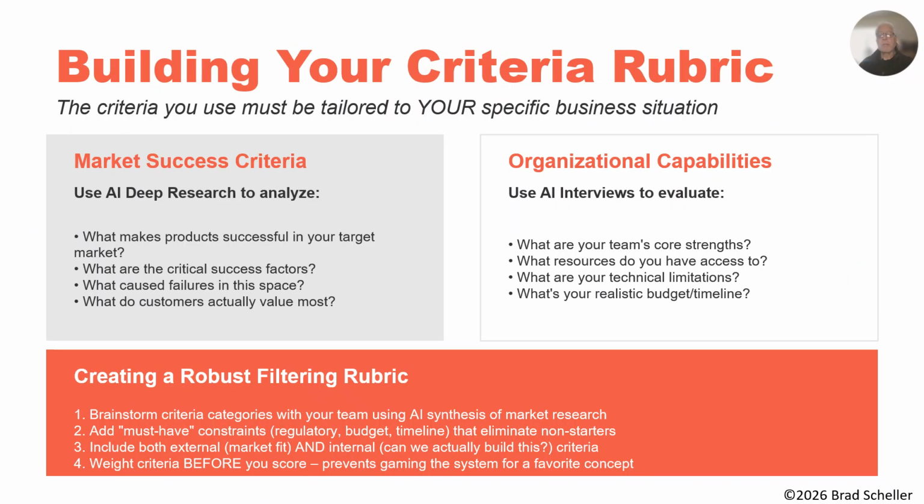I want to interject my own thoughts on the Pugh matrix. I think it's a great concept, but it needs to be updated with the availability of emerging AI. Here's something I don't think most textbooks get. Where do you get your criteria from? You can't just make them up or use generic lists. Your criteria must be specifically tailored to your business situation.